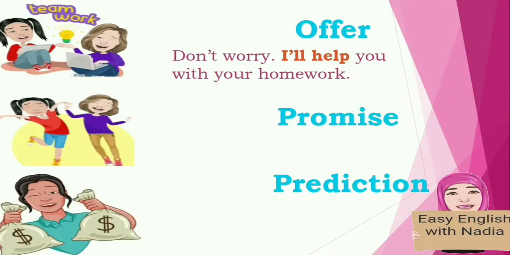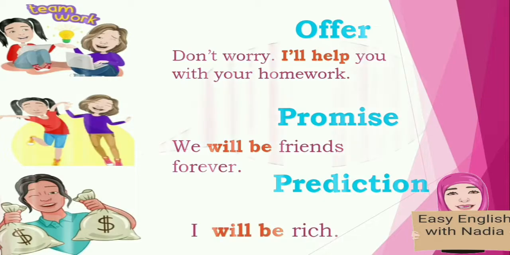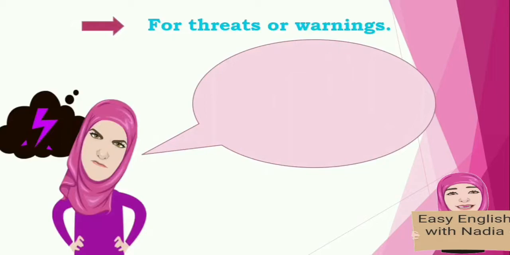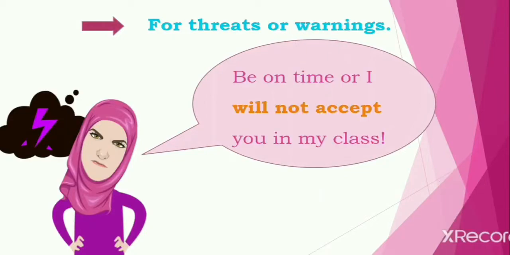We use simple future with will to express offer. For example, don't worry, I'll help you with your homework. Promise, we will be friends forever. Prediction, I will be rich. Or warning. Be on time or I will not accept you in my class.